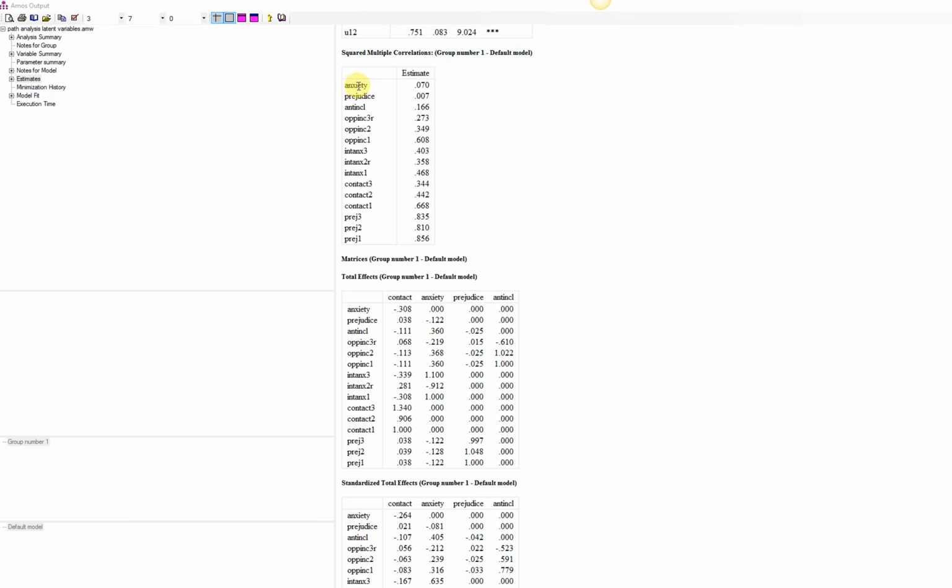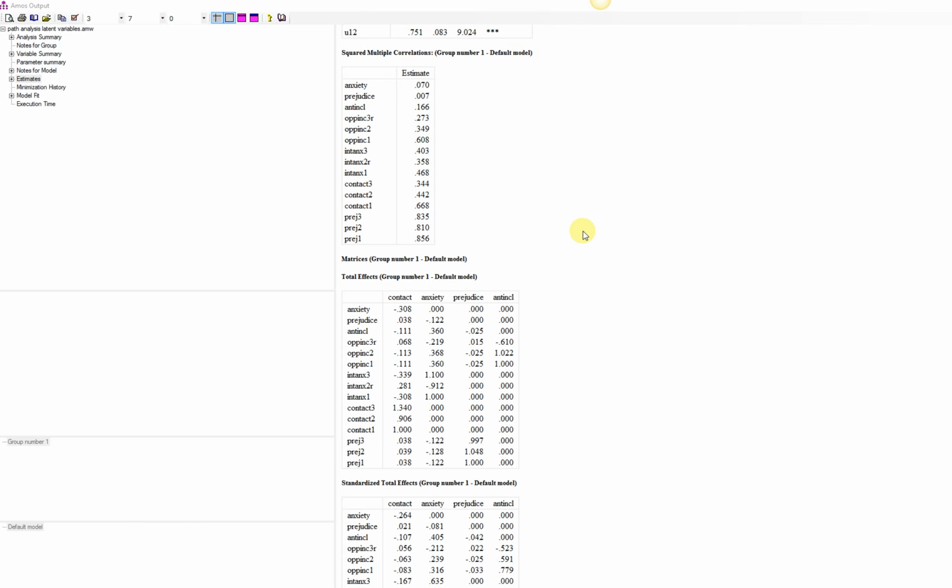For each of our latent variables, anxiety, prejudice, anti-inclusiveness, these basically are those variables that are downstream or endogenous in the model. So the predictors of anxiety accounted for about 7% of the variation. It's a proportion, basically an R-squared value, and we just multiply it by 100% to get a percentage. So we accounted for 7% of the variation in anxiety, basically 0.7% of the variation in prejudice, and about 16.6% of the variation in anti-inclusiveness. The remaining values would be the communalities from the CFA portion of the model.